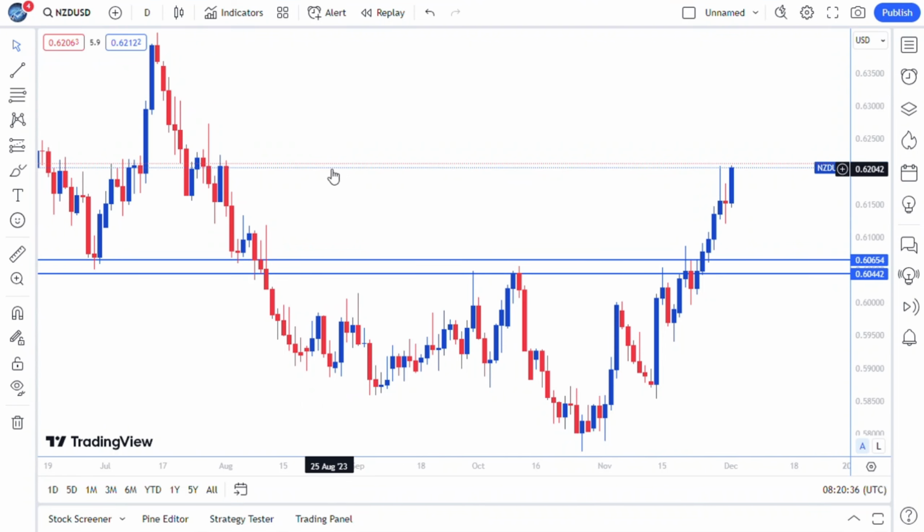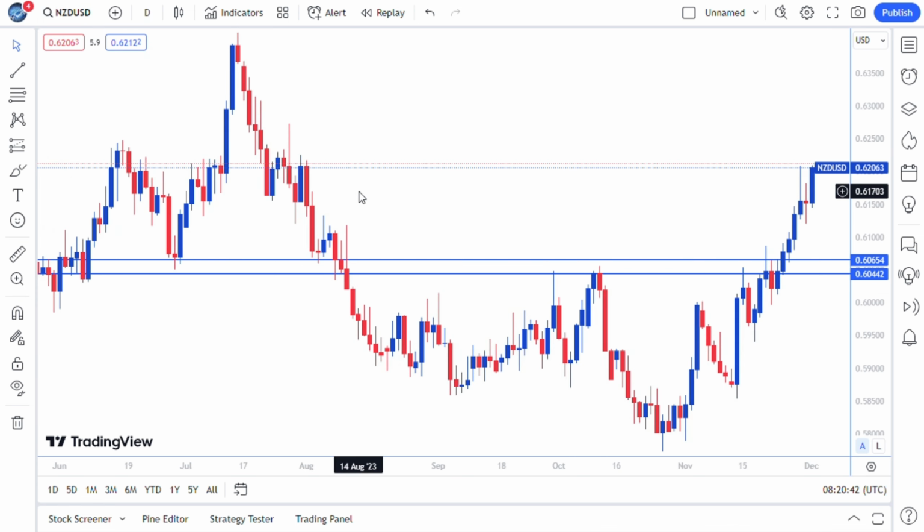How important are price actions in the financial market? In this video, we will be looking at how price actions influence market movements. This is a New Zealand dollar and USD market chart. Study this chart carefully.